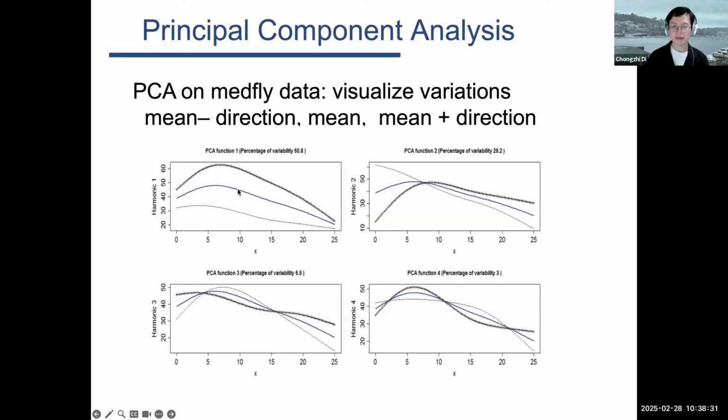This is a bit more intuitive to help us understand the type of variation we are talking about. Similarly, we can look at the second principal component, the third and the fourth.